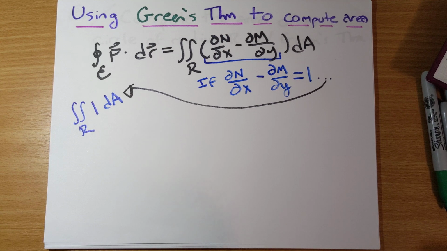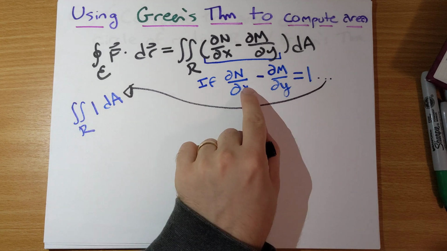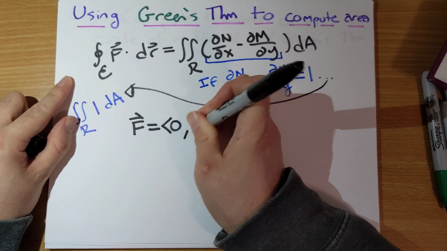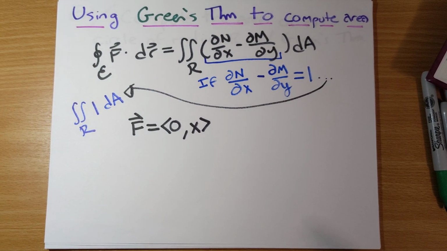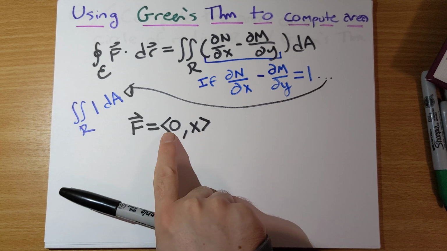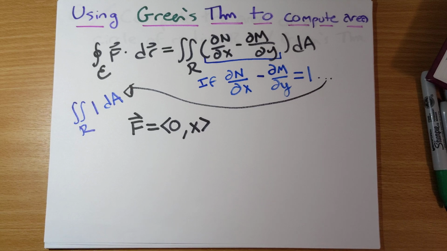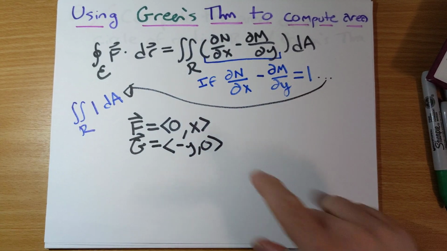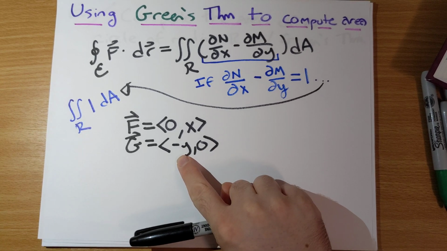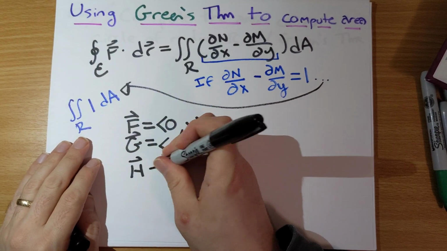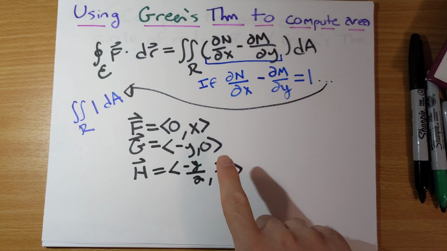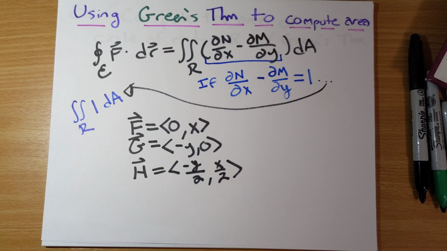So the question then is, what vector fields F have the partial derivative of N with respect to x minus the partial derivative of M with respect to y equal to 1? So here's one. F is the vector field 0, x. So it's the partial derivative of N with respect to x, that's 1, minus the partial derivative of M with respect to y, that's 0. 1 minus 0 gives us 1. Another possibility is F is negative y comma 0. The partial derivative of N with respect to x here is 0, minus the partial derivative of M with respect to y, negative 1. This also gives us 1. And one more, negative y over 2 comma x over 2. The partial derivatives are 1/2 minus negative 1/2. That gives you 1 as well.